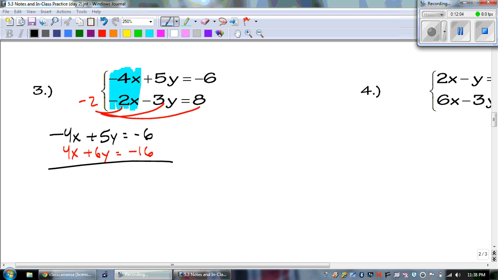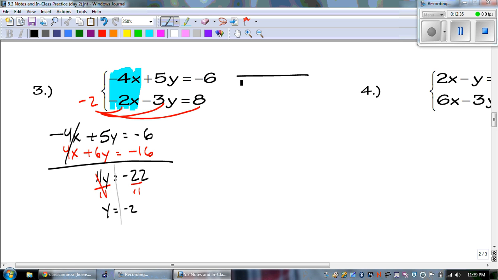Okay, so I decided to multiply the bottom by negative 2 to cancel the x's, because negative 2 times negative 2 gives us a positive 4. Now, just like we planned, the x's end up canceling, and now we're going to add everything together. I get 11y equals negative 22, and then when I solve for y, by dividing by 11, we get that y equals negative 2. Okay, so that tells me that y is negative 2.